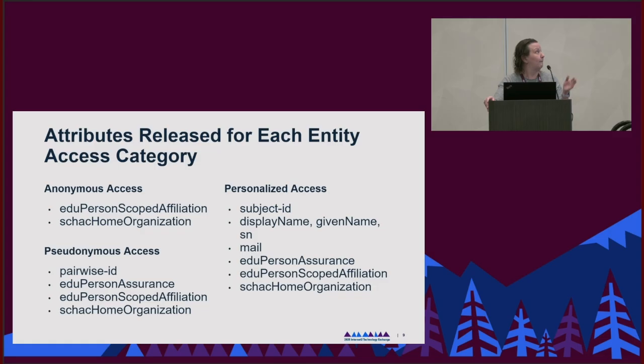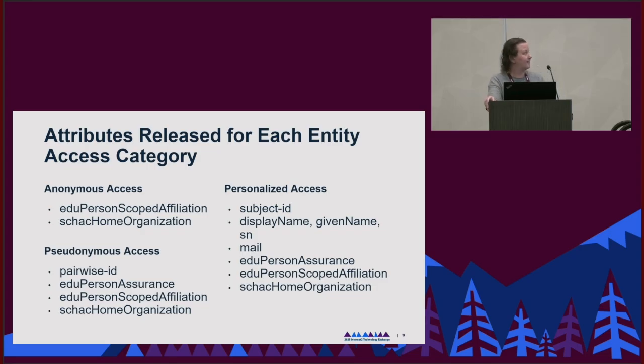This is the attribute release that is required per access entity category. So for the anonymous access category, the only thing that should be released is eduPersonScopedAffiliation and SCHAC home organization. The SCHAC schema is not something that's well used in the United States, but it is used elsewhere in the world. This is just a listing of what your organization name is.